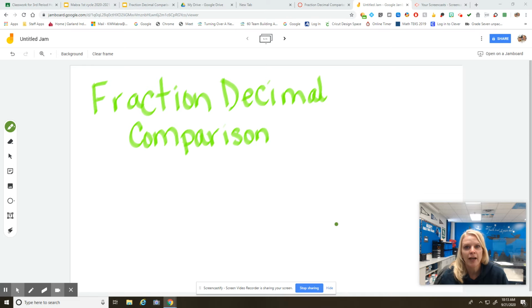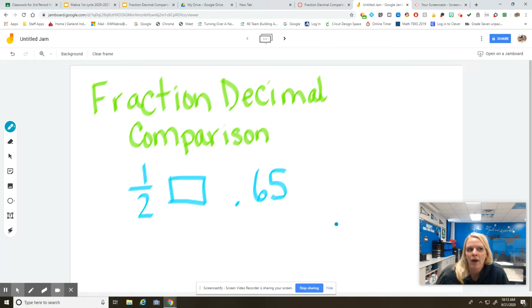Today we're going to talk about fraction decimal comparison. Okay, so what that really means is if I have a fraction and I have a decimal, how do I compare them? How do I know if 1/2 is greater than, less than, or equal to 65 hundredths? Today I'm going to teach you how to change a fraction into a decimal.